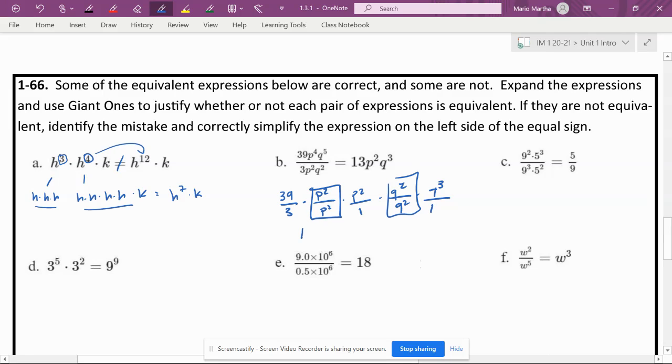39 divided by 3 is 13. And that leaves p squared. That's another giant one right there, times q to the 3rd power. So that one seems to be true.